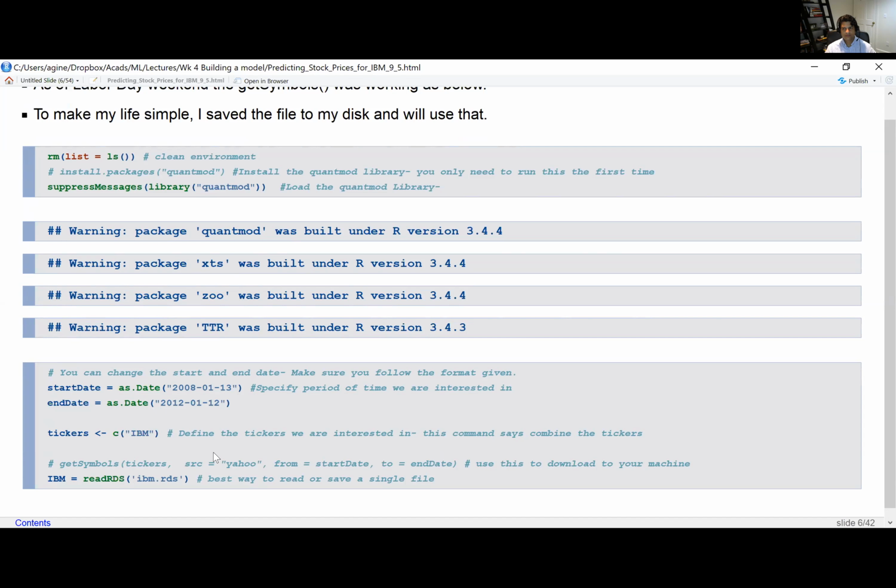It used to be that you could put in an arbitrary list of symbols there. See where it says tickers equals this? If I just would have used a bunch of symbols separated by commas, it would have worked just as well. The only problem is that Yahoo doesn't let you do that anymore. So they will not let you automatically download it.